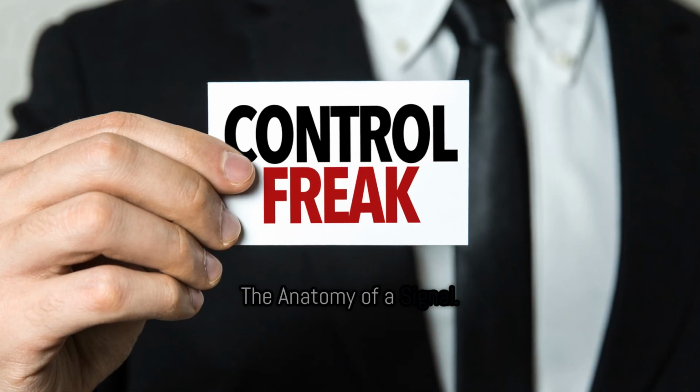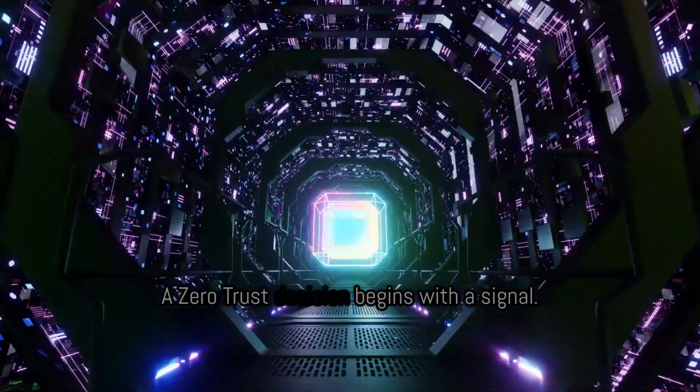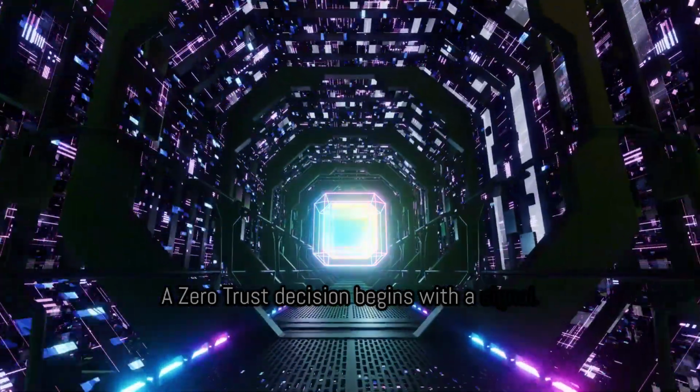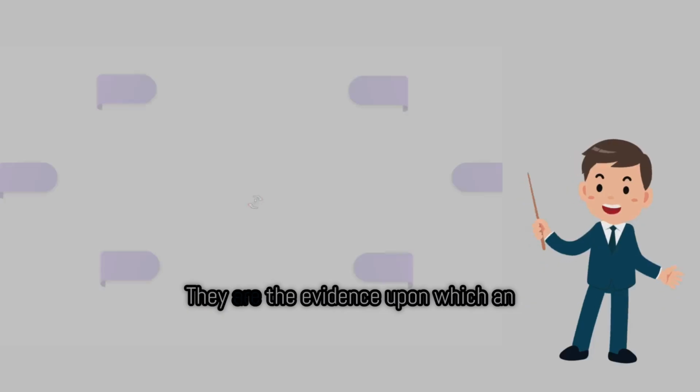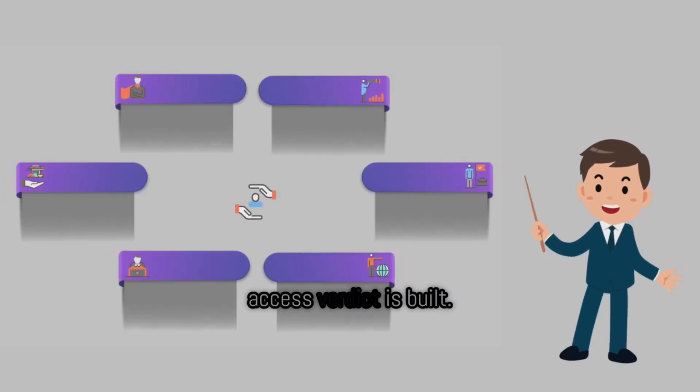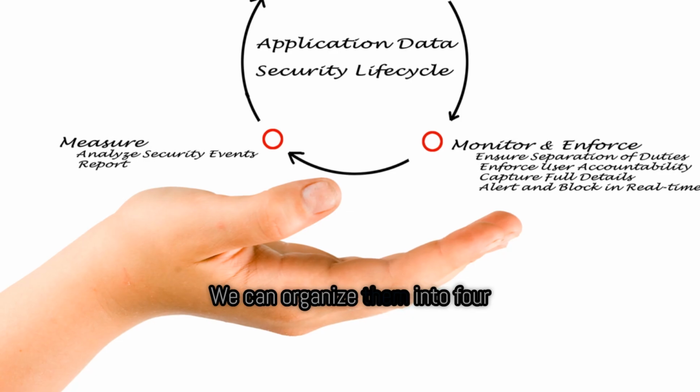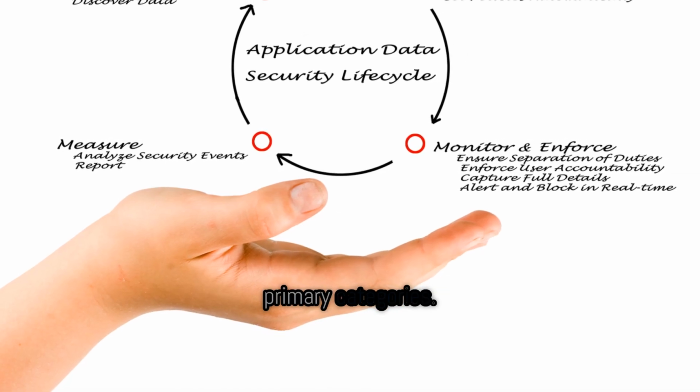The anatomy of a signal. A zero-trust decision begins with a signal. These signals are the raw inputs for our policy engine. They are the evidence upon which an access verdict is built. We can organize them into four primary categories.